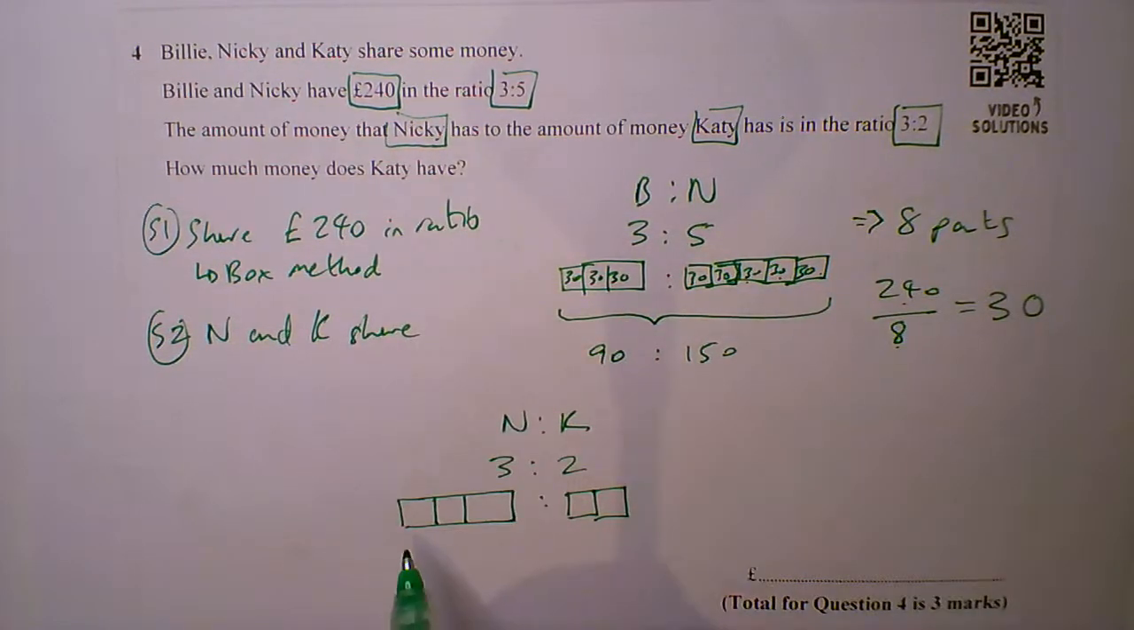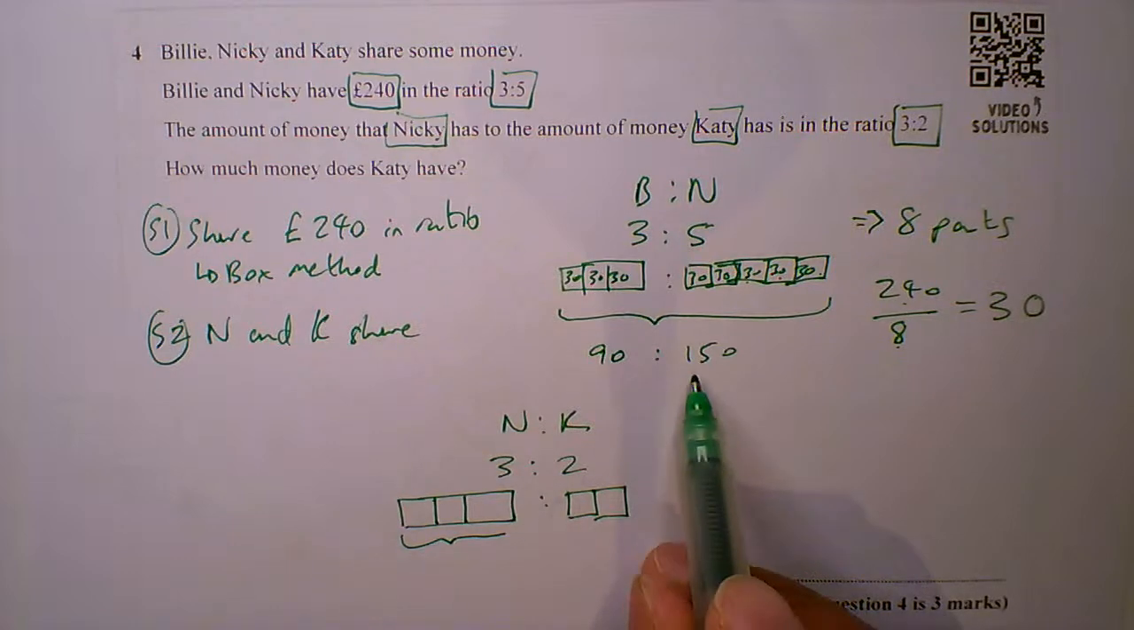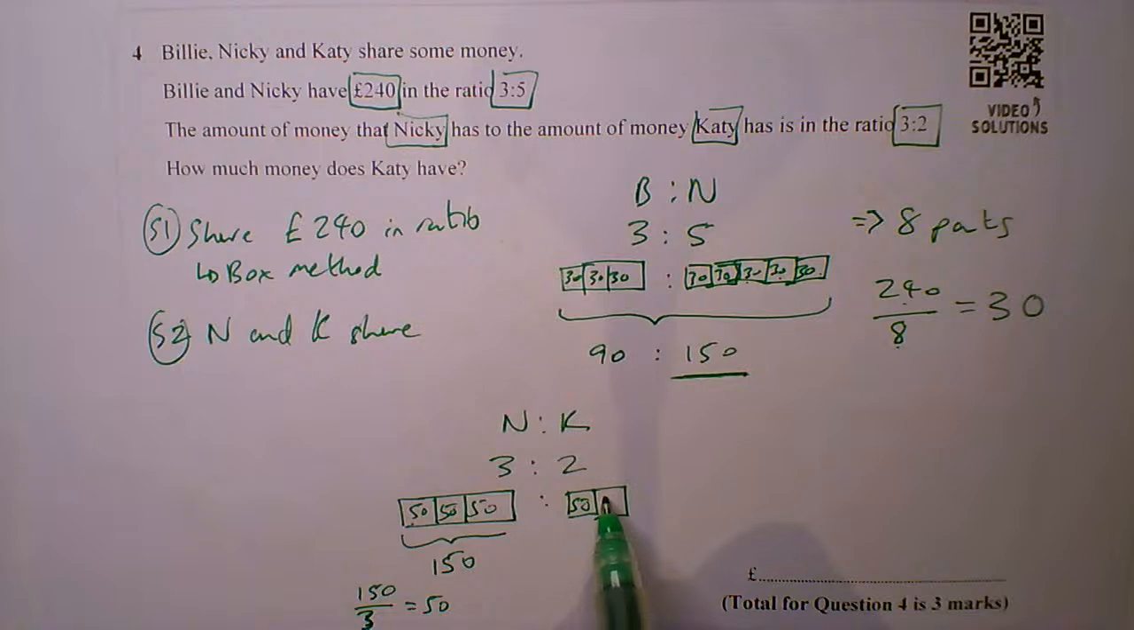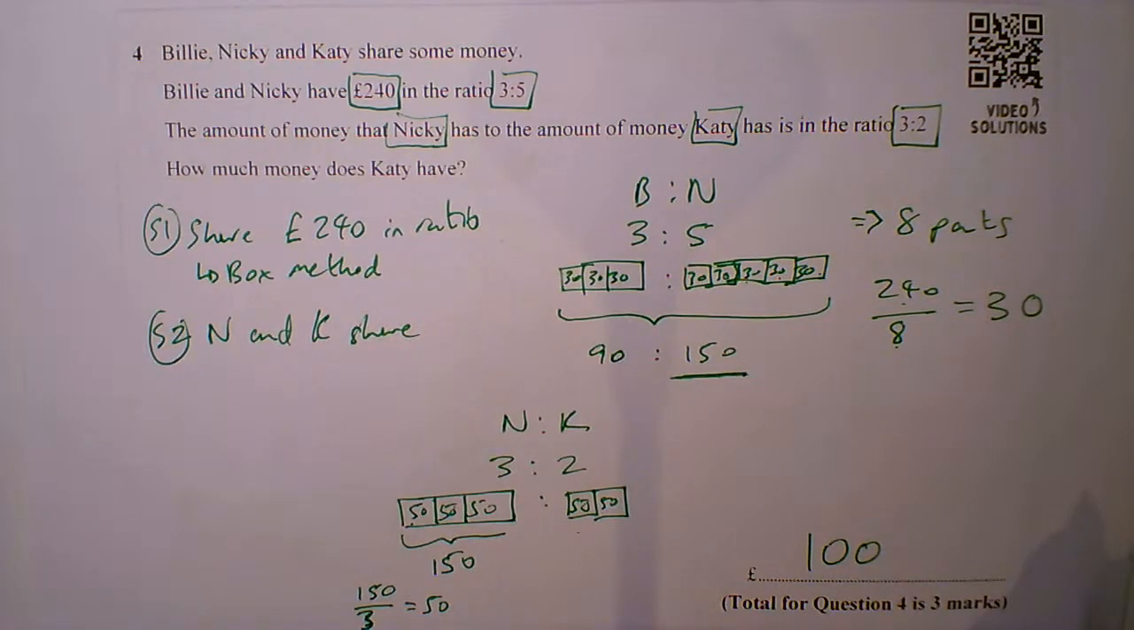So Katie represents 150. I've already worked that out. So 150, which means each box is going to be, you can see it, but if you can't, 150 divided by 3 gives me 50. So 50 in each box, which means Katie must have 50 in each, which is 100. So Katie has 100. A little bit tricky there. So that's another 3 marks for that question.